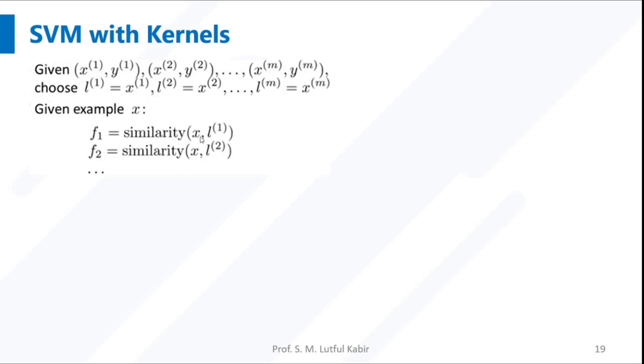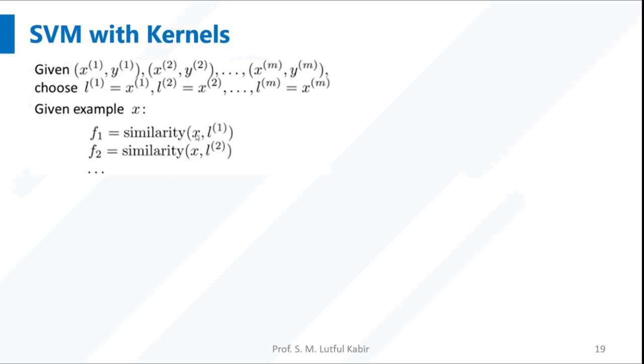Then for a certain x, which could be x1, x2, or x3, we'll have f1, f2 up to fm. So x is a vector that we have already discussed. x can have n features. It does not have to be m features. Rather, it can have, say, 2, 3 or 4 components.